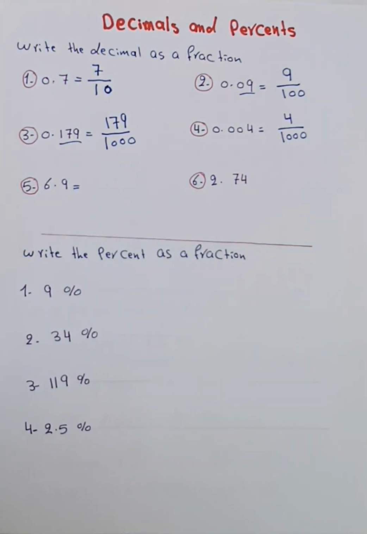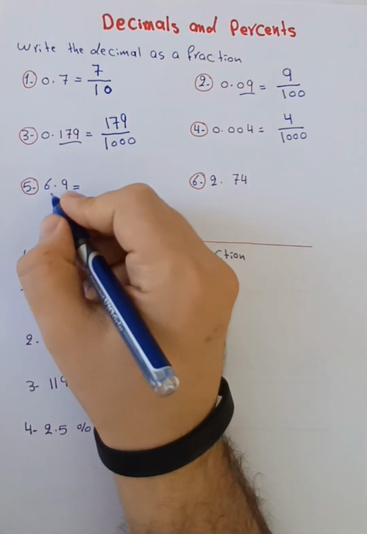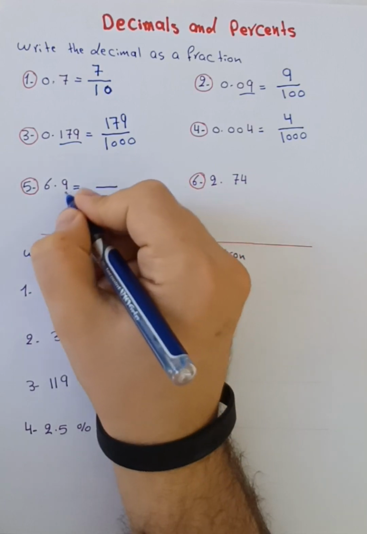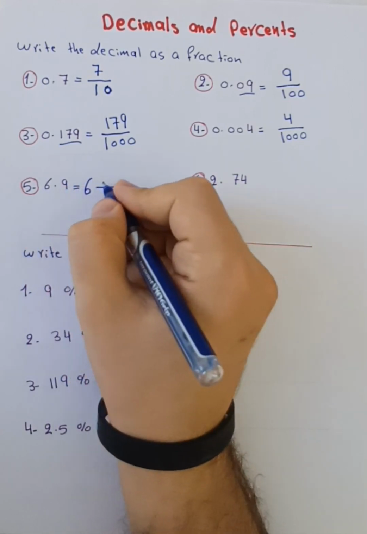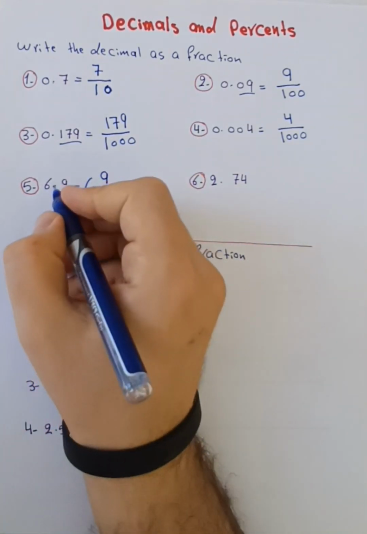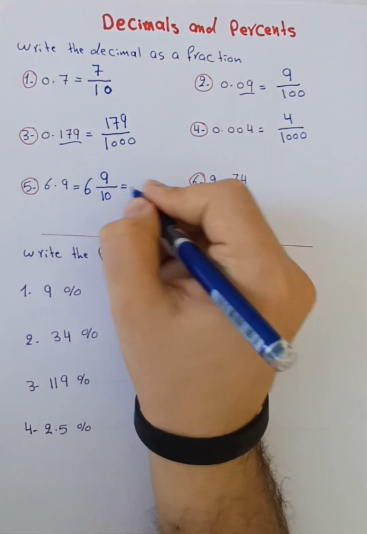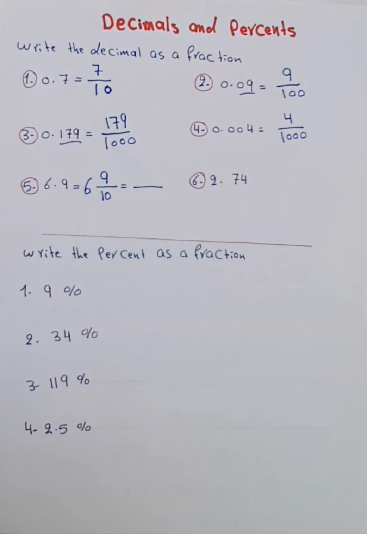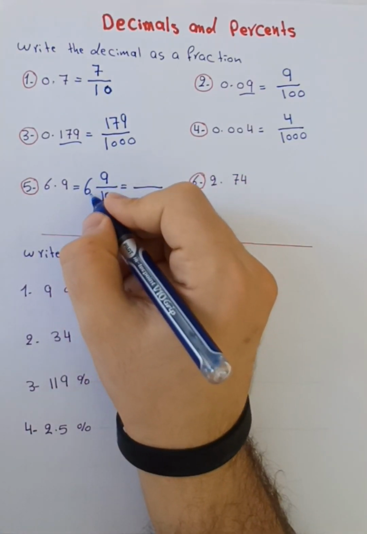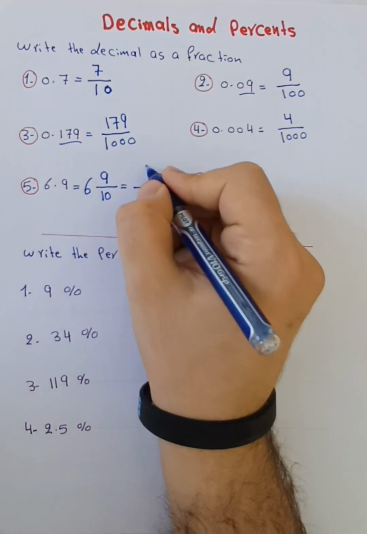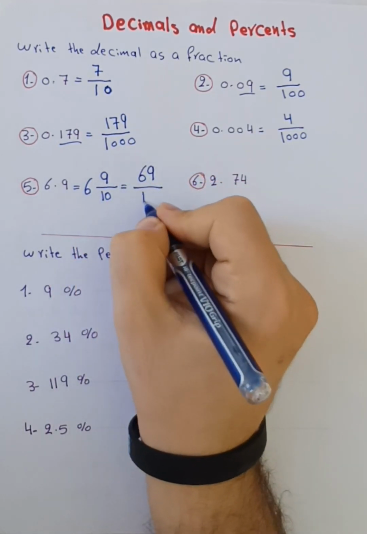Example number 5, you have 6.9. This is a mixed number, so first we write it as a mixed number and then as a fraction. 6.9: this 6 is the whole number and 9 is the numerator, and for the denominator after the point we have one number, so we have 10. This is a mixed number, and for the fraction form, 6 times 10 equals 60. 60 plus 9 equals 69 out of 10.